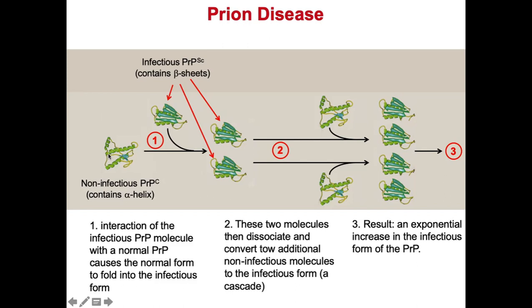And when this interacts with a normal prion protein, it causes that protein to also misfold. So we have the non-infectious one here, and we have the infectious one at the top. And when they interact, it causes both proteins to be completely misfolded. Then there is a chain reaction, and you get more and more of the misfolded proteins, the buildup of which causes prion disease.